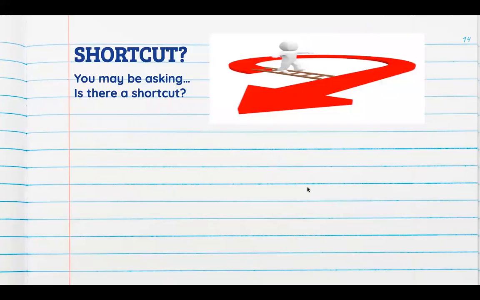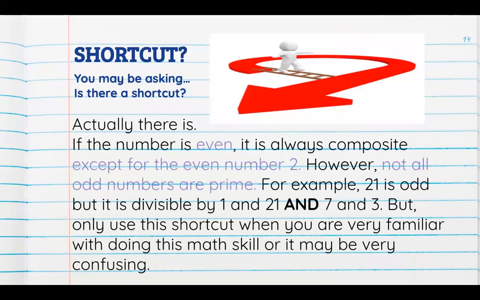However, listing all the factors can be really hard since a number could have so many factors if it's really large. So you may be asking if there's a shortcut. And there is. The shortcut is that if a number is even, it is always composite except for the number 2. But not all odd numbers are prime.